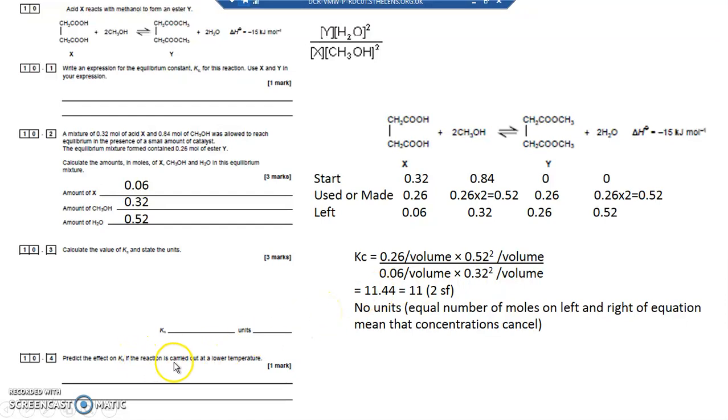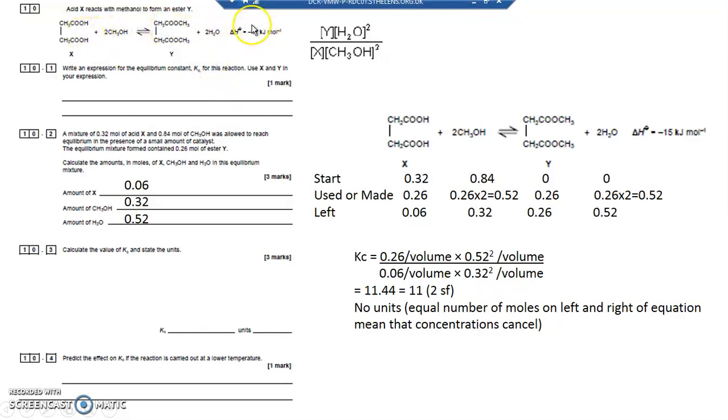Predict the effect on Kc if the reaction is carried out at a lower temperature. Now, changing the temperature does affect the equilibrium constant. So it's an exothermic reaction. So if I lower the temperature, by Le Chatelier's principle, it'll try and increase the temperature. It will shift the position of equilibrium to the right-hand side, because this is exothermic in the forward direction.